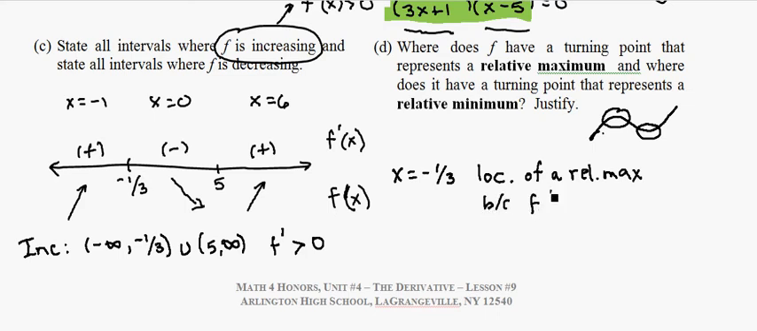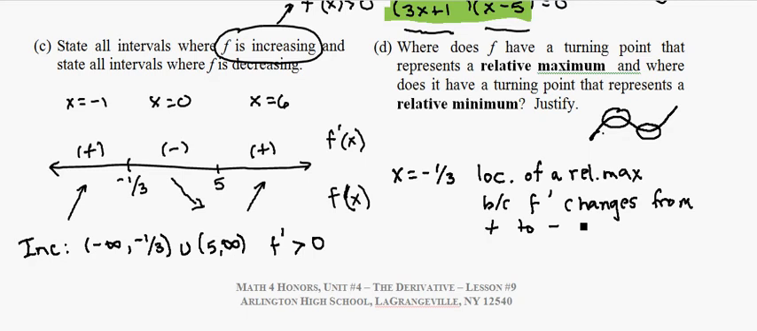Because f prime changes from positive to negative. It's the location of a relative max because the slope, f prime, changes from positive to negative. Now, a lot of students want to say it's the location of a relative maximum because the function changes from increasing to decreasing, and this is certainly true. But in a certain sense, it's missing the point.